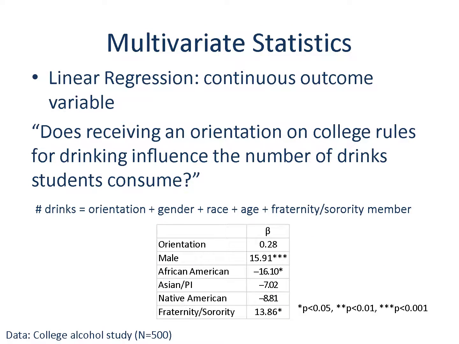Let's look at an example of linear regression. A researcher is investigating a research question: does receiving an orientation on college rules for drinking influence the number of drinks students consume? To answer this research question, the researcher needs to estimate the relationship between number of drinks and the existence of orientation, as well as other characteristics of students such as gender, race, age, and participation in fraternity or sorority. And the table contains the estimated outcomes.